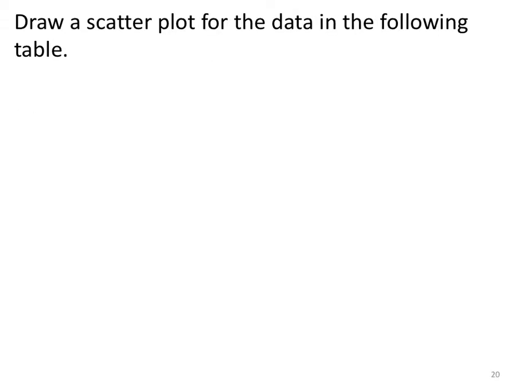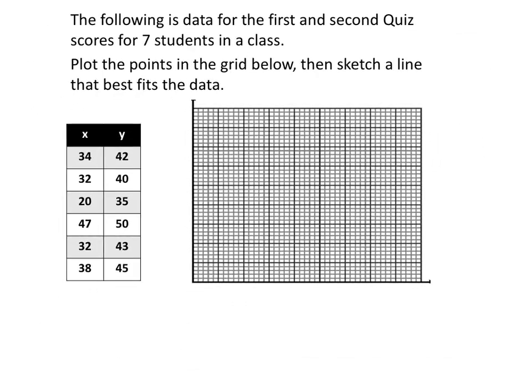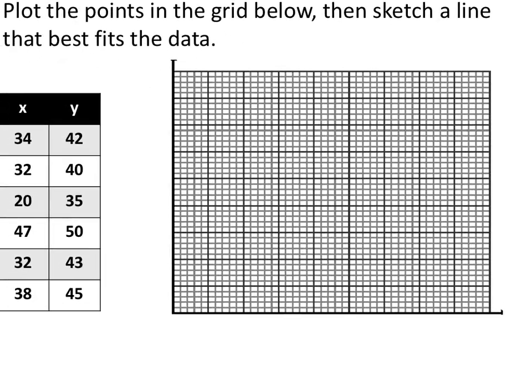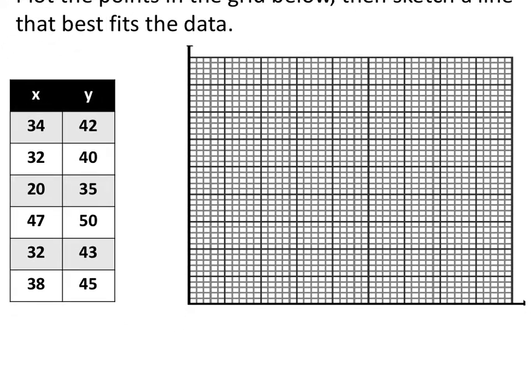Draw a scatter plot for the data in the following table. The following data is for the first and second quiz scores for 7 students in a class. Plot the points in the grid below, then sketch a line that best fits the data. Now, I think some of you have done this on the last reality check. I don't recommend doing it, again, just because it can come across as being slightly manipulative.